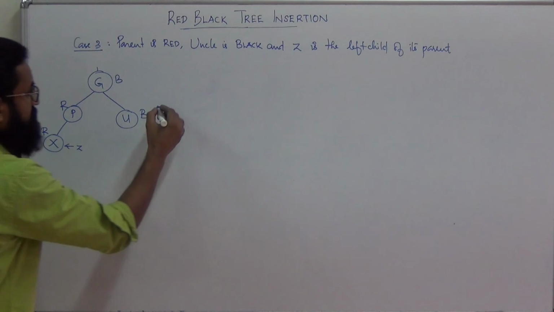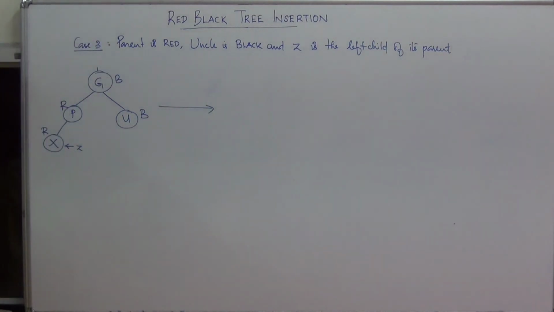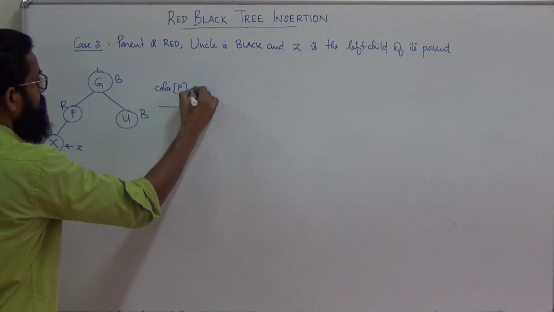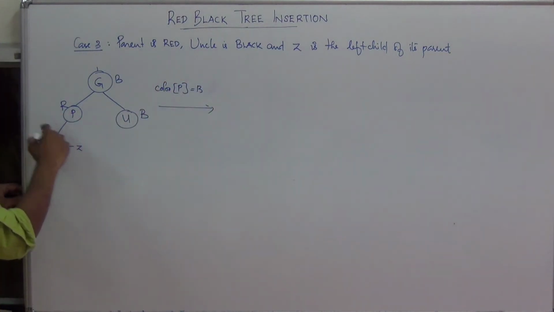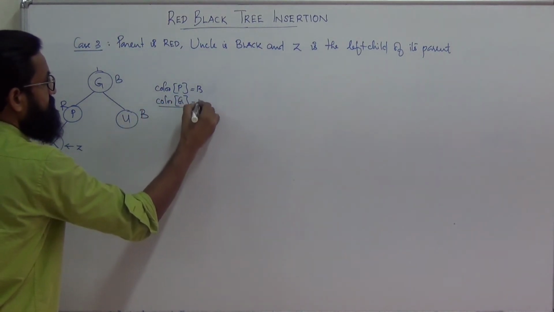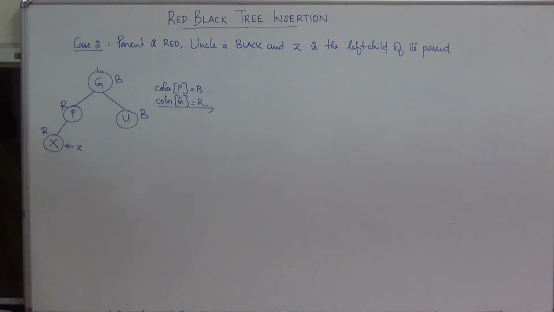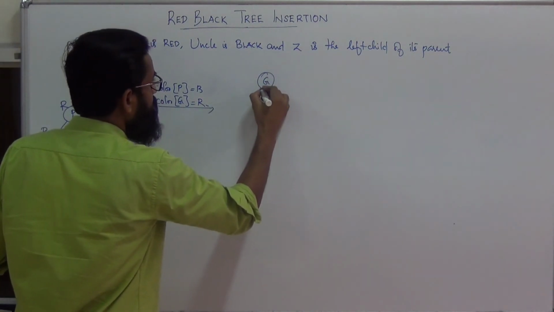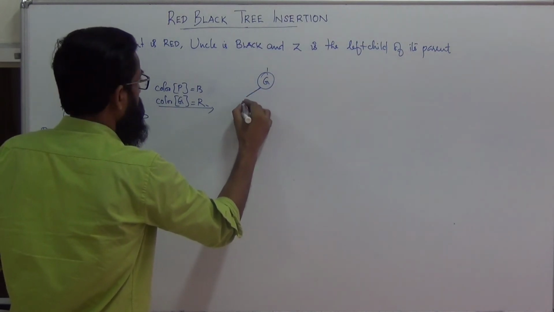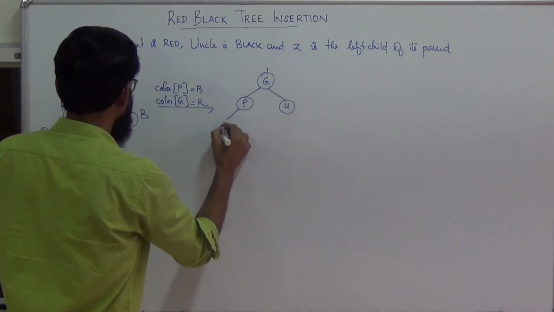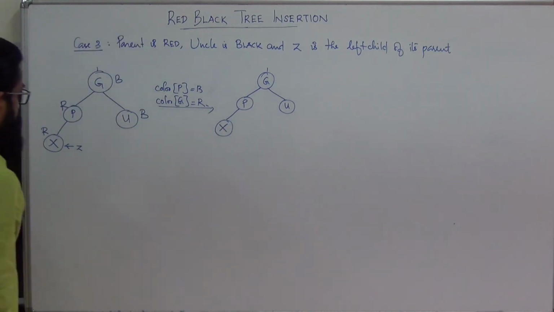So in order to resolve this case, you have to change color of parent and grandparent. So change color of parent to black, and color of grandparent is changed to red. So you will be getting this structure. You will be having grandparent, parent, uncle, and new node.